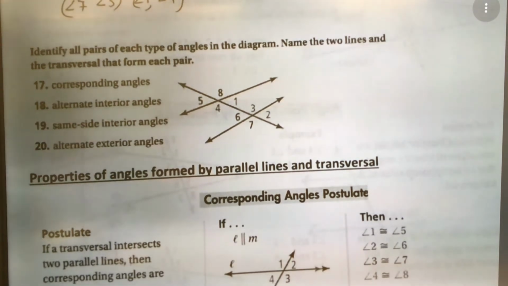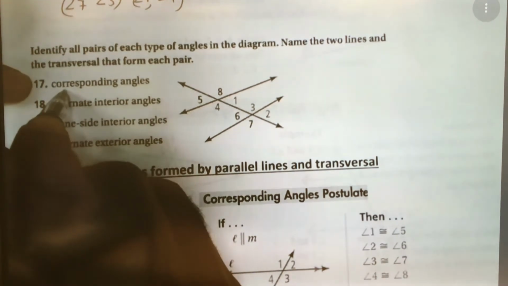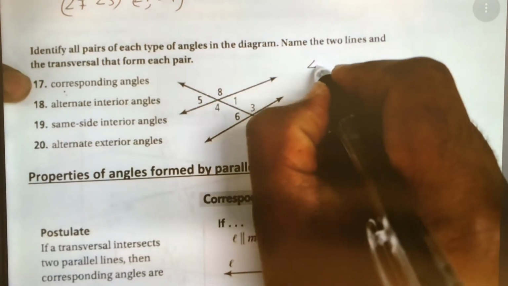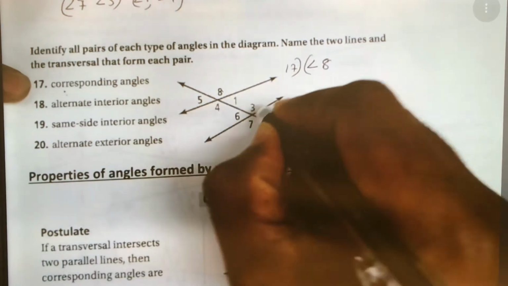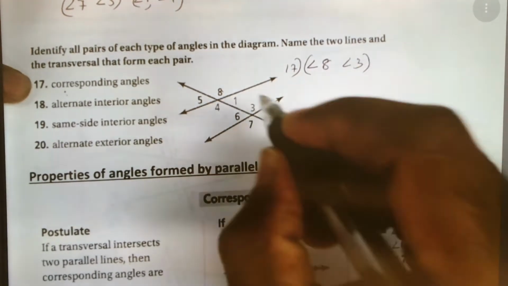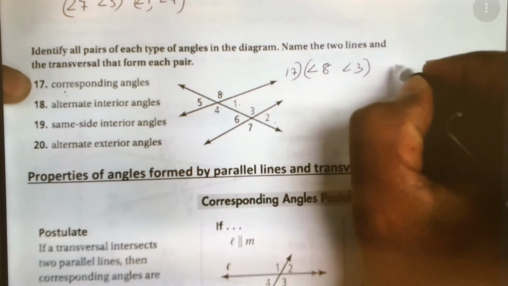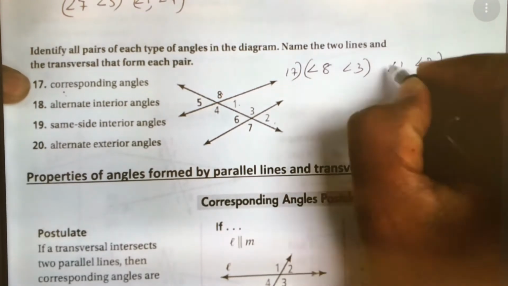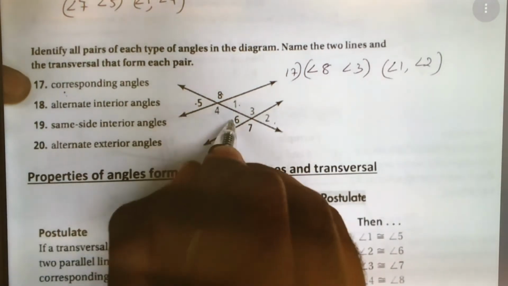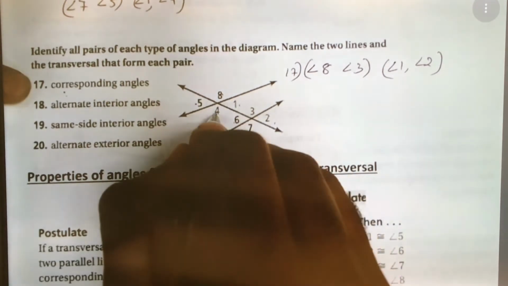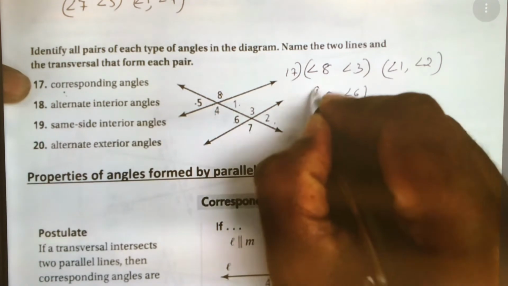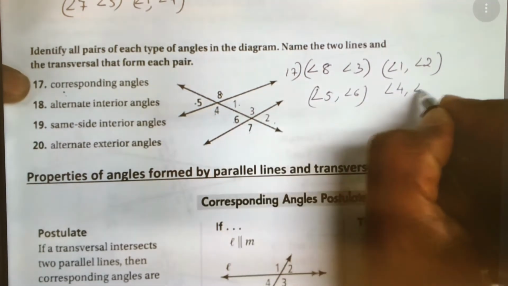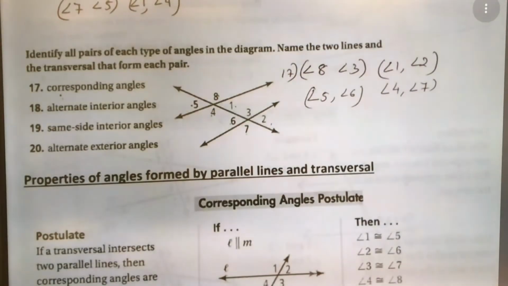Welcome back. I hope you have done it. So I need to look for the corresponding angles. The answer for the corresponding angles is angle 8 corresponds to angle 3, then 1 corresponds to angle 2, and 5 goes to 6 and 4 goes to 7. So angle 5 and angle 6 and angle 4 and angle 7, they are the pairs of corresponding angles.